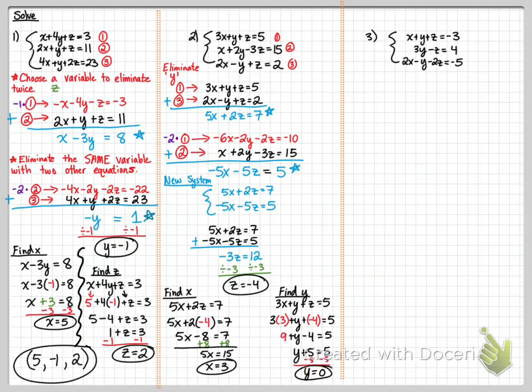Okay, so 3 times 3 here is 9. Bring down the y, bring down the -4. Combine like terms. 9 minus 4 is 5. So you have y plus 5 equals 5. Subtract 5 on both sides, and y equals 0. So now you have all 3 of them.